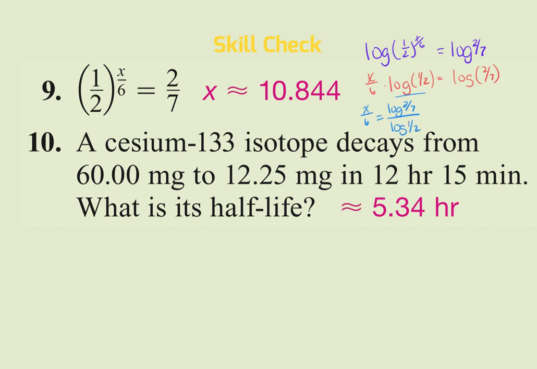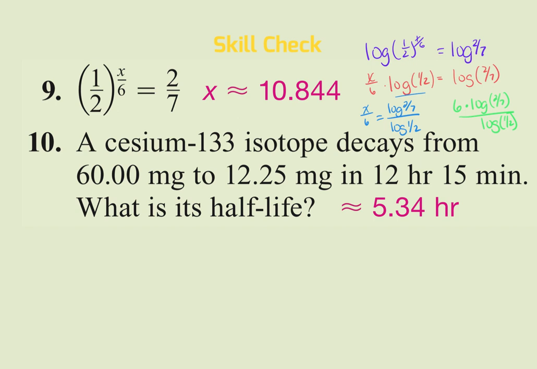And then multiply by 6. So I get 6 times the log of 2/7 divided by log of 1/2. And you should be able to put that into your calculator. Just like that.